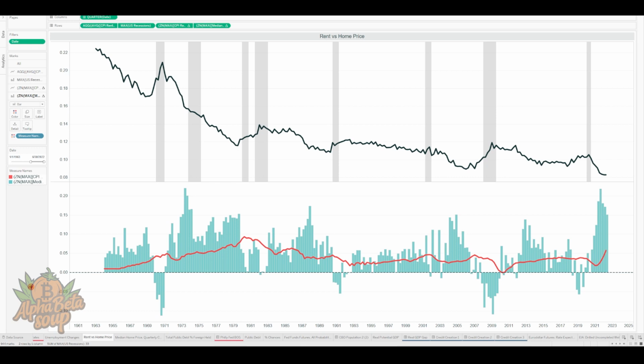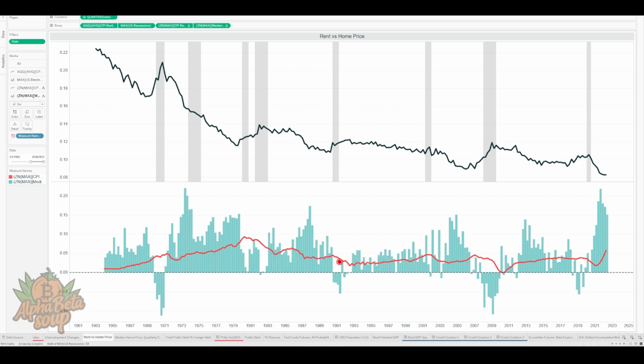But the thing to really note, down here at the bottom, we're looking at year-over-year change. These blue bars are the median home price. The red line is rent. And the first thing you can really notice about rent going all the way back to the 60s is that it almost never falls. Rent very rarely ever comes down.